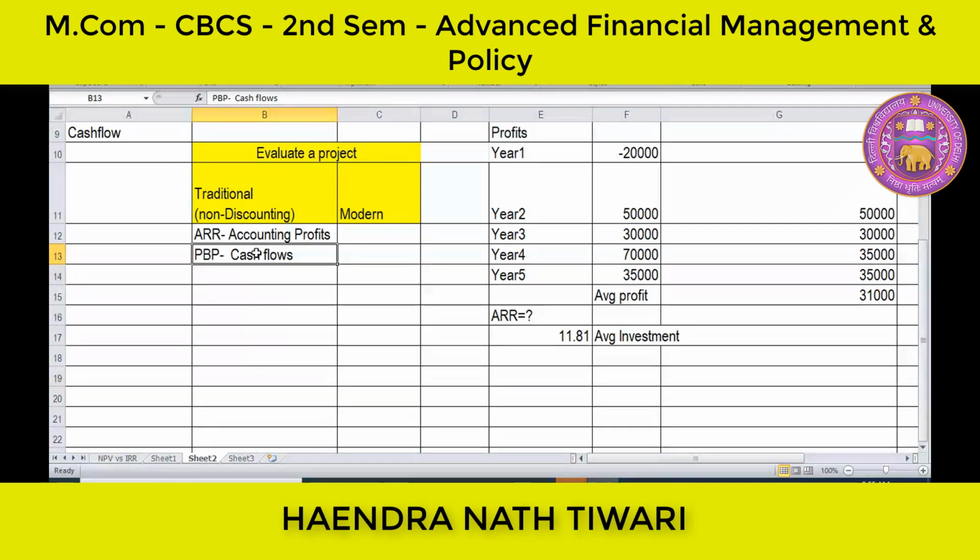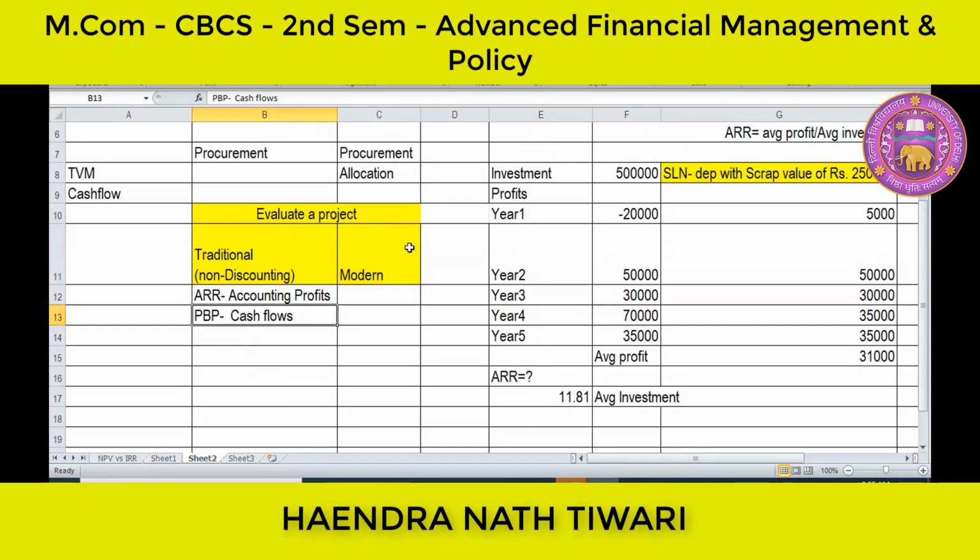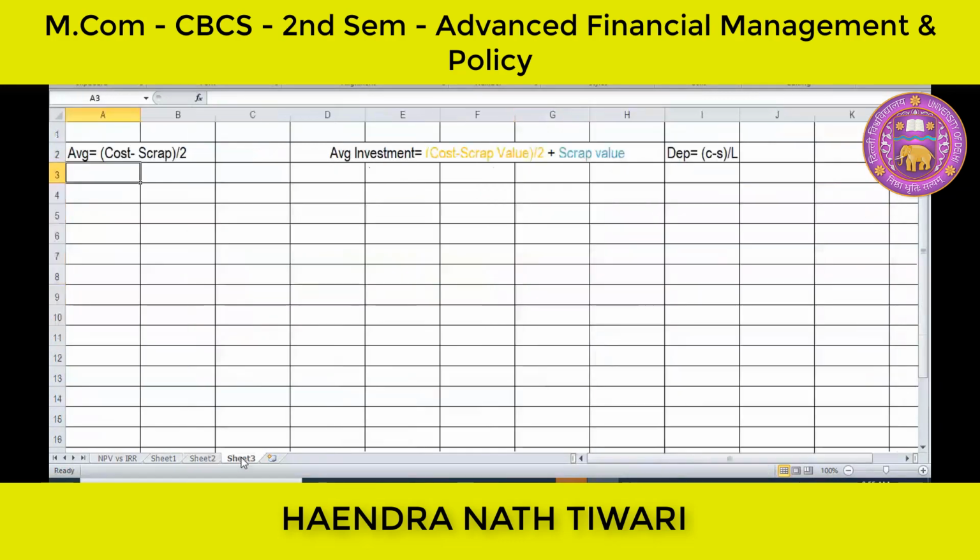if I take all these profits as cash profit except for depreciation, then how can I determine my cash flows? How do you determine the cash flows? First of all, let's determine the cash flows also. That is how cash flows are determined.